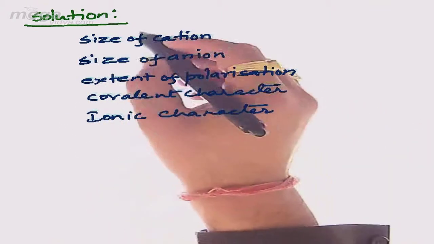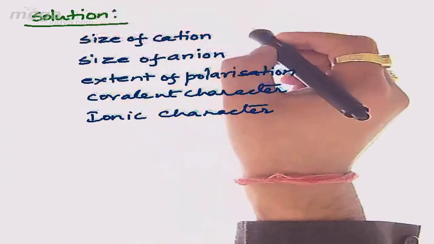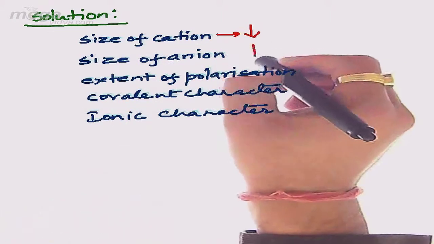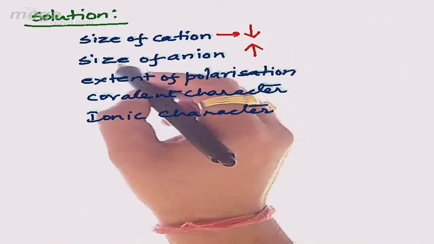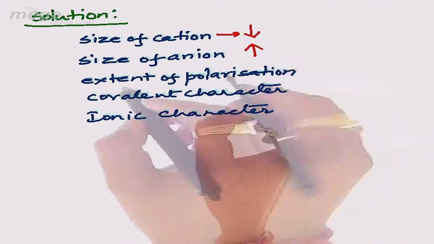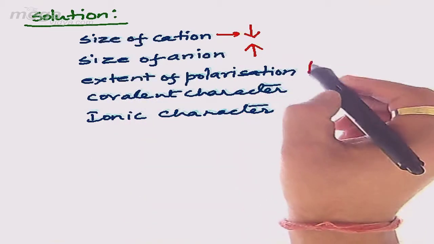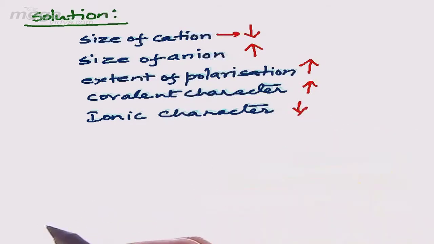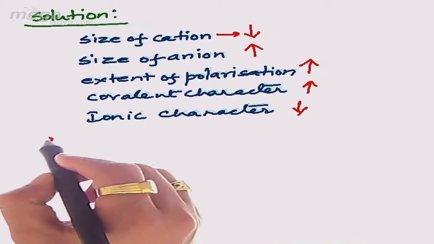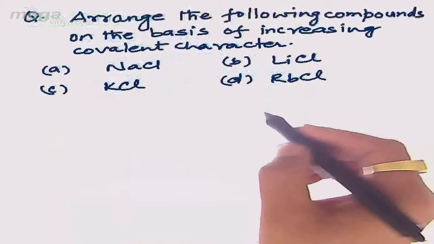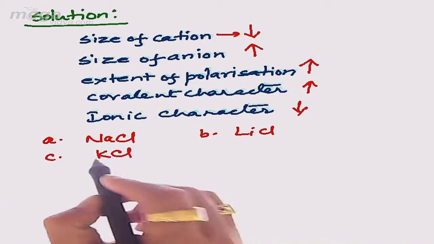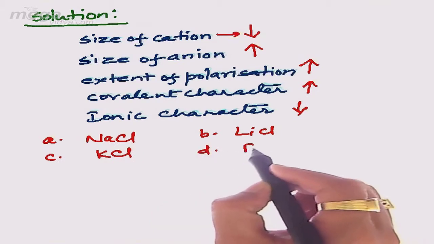Now remember, in Fajan's rule we have discussed that as the size of the cation decreases or the size of the anion increases, the extent of polarization increases and hence the covalent character will also increase and the ionic character will decrease. Now in the question, in the first option we had NaCl, in the second option we have LiCl, in the third option potassium chloride KCl, and in the fourth option rubidium chloride.